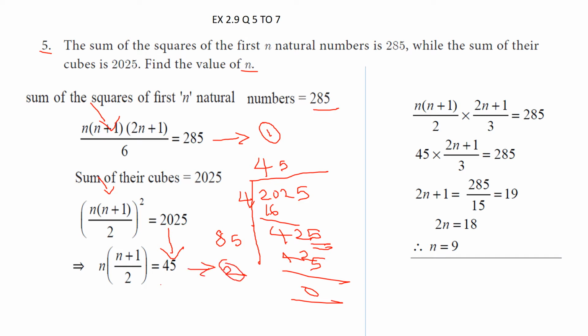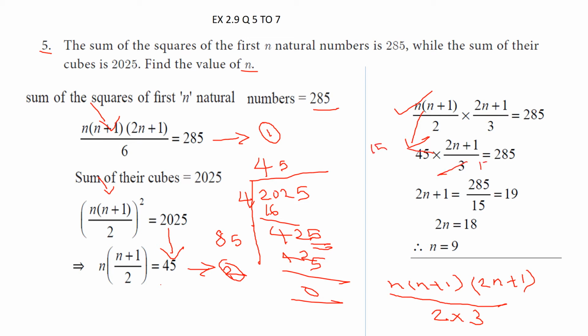So substitute 2 in 1. That means the formula n into n plus 1 into 2n plus 1 by 6, I split it here as n into n plus 1 by 2 into 2n plus 1 by 3, since 2 3s are 6. So you split this formula and write it here. Substitute the value: n into n plus 1 by 2 equal to 45, into 2n plus 1 by 3, equal to 285.